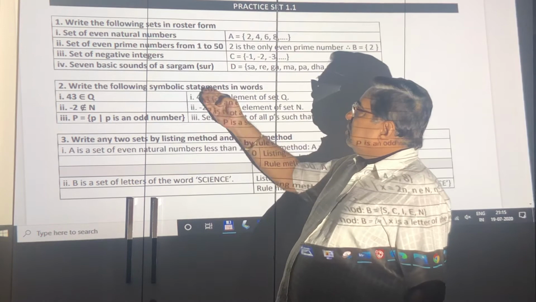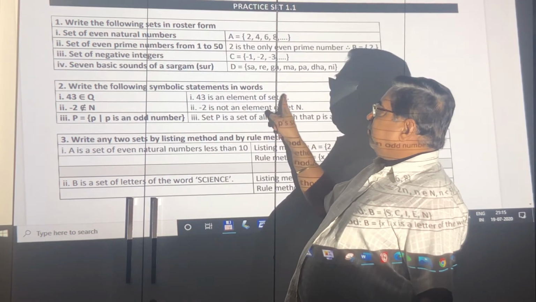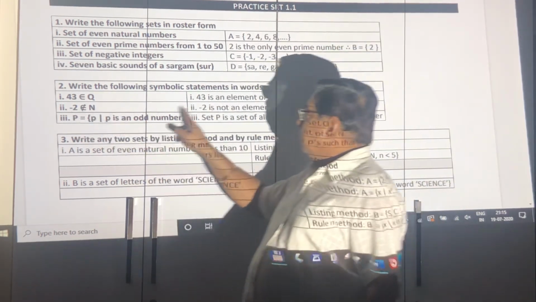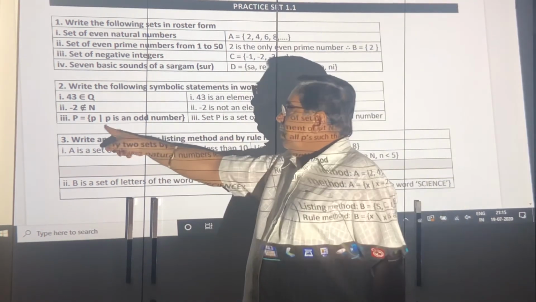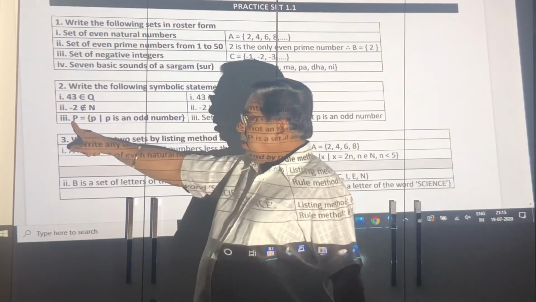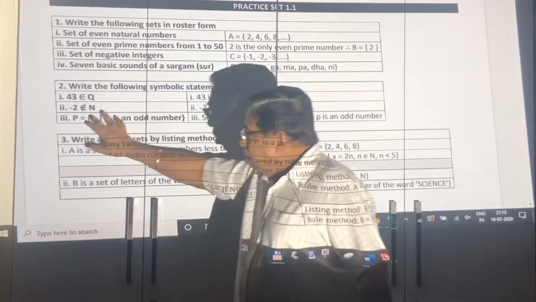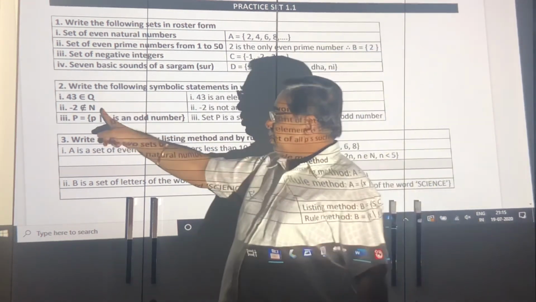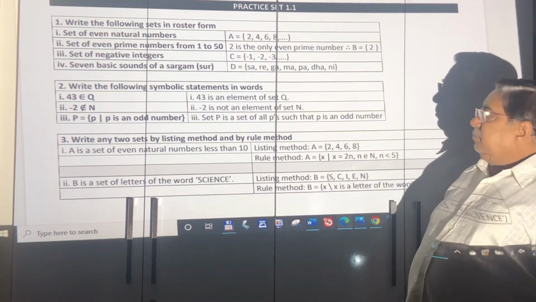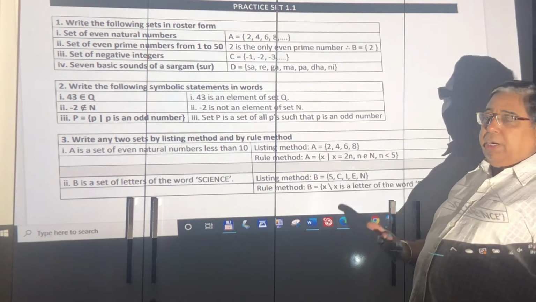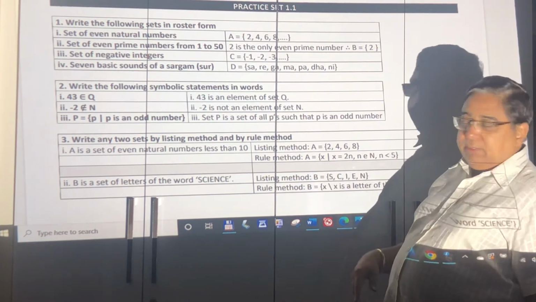Now we will write symbols in words. What does this mean? 43 is an element of set Q. Minus 2 is not an element. See the stroke here, how do we read the symbol? Set P, I told you, means set of all P's such that, this straight line means such that, P is an odd number. That is the rule which he has given. That is how I must read. You must learn to read, then only you can solve word problems and your solutions will be correct. That's why we are practicing.